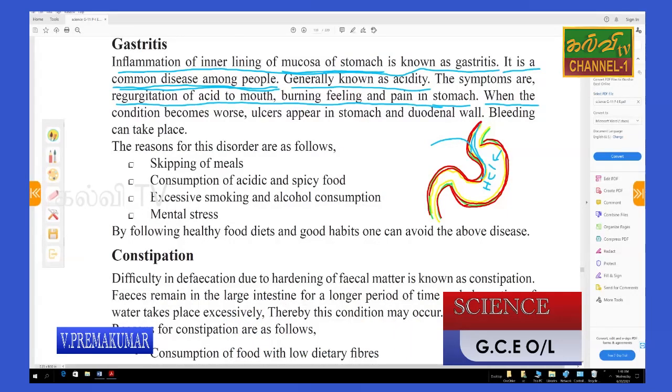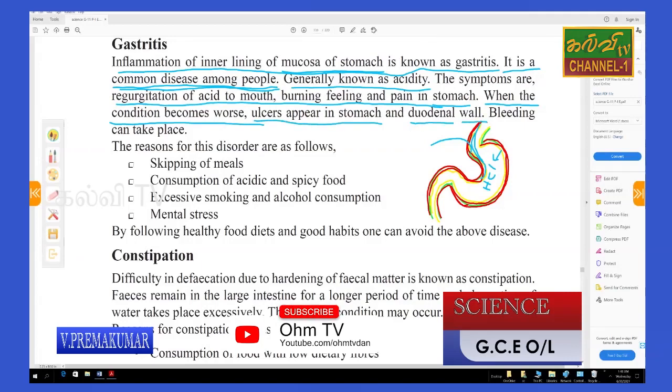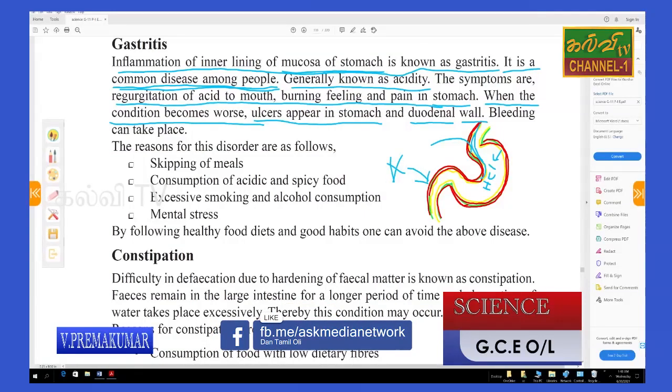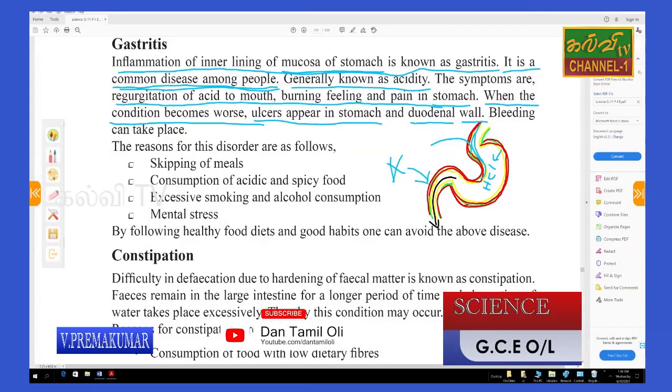When the condition becomes worse, ulcers appear in the stomach and the duodenal wall, here. You know that the acid can move up and down. Acid can move to this part and that part. So therefore the duodenal wall, here, can also be affected. So bleeding can take place.